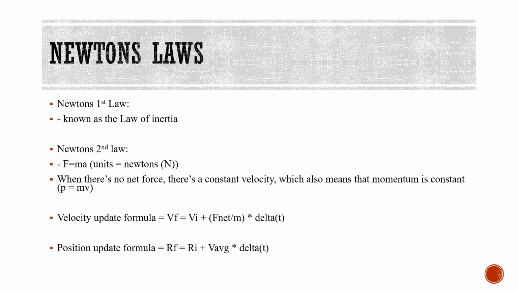In our lab, there is no net force. There's also two formulas that we have learned in our Physics 2211 class. This is the velocity update formula, which is the final velocity equals the initial velocity plus the net force divided by the mass times delta t. And then we've also got the position update formula, which is our final position is equal to our initial position plus the average velocity times delta t, which we will use these two equations throughout this lab.